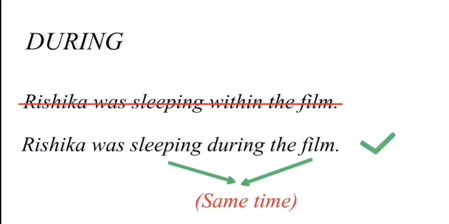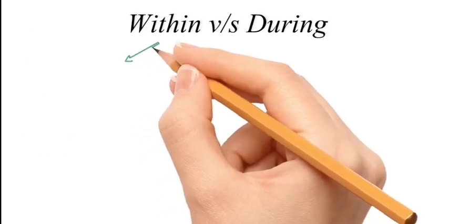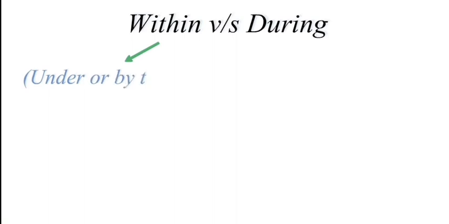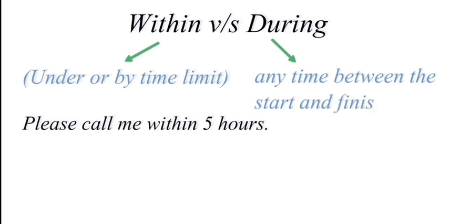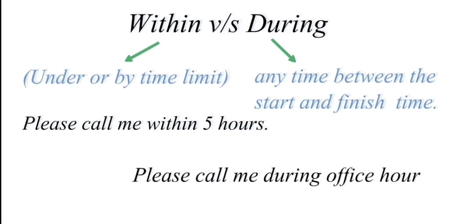Hold on. Now we're gonna find out the difference between both of them with the same example. So when you say within, that means under or by a time limit. For example, please call me within 5 hours. And during is any time between the start and finish of a set length of time. For example, please call me during office hours.